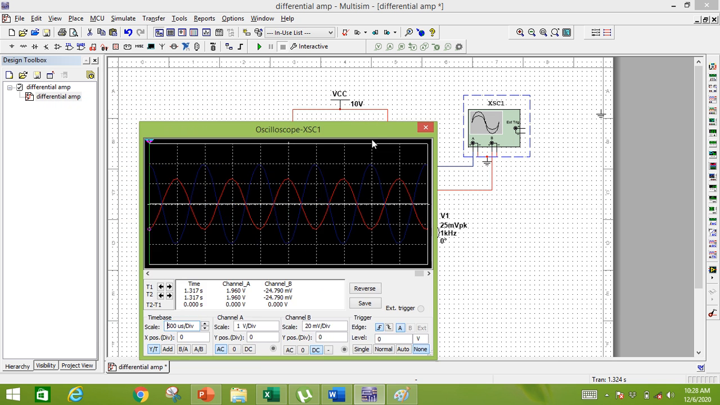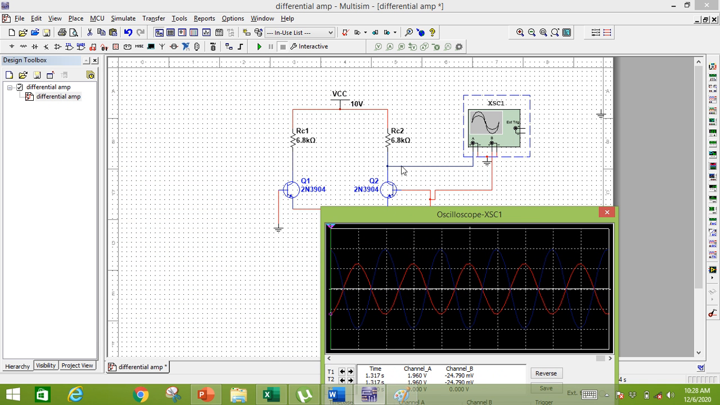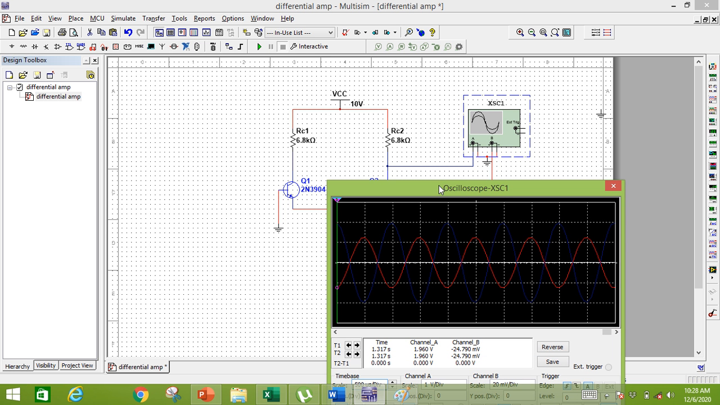Similarly, if I take the output from the collector of Q1, it will get inverted. It means that if I get the output from the collector of Q1, then this will be the non-inverting input and this will be the inverting input. So by this way we can determine the differential voltage gain.